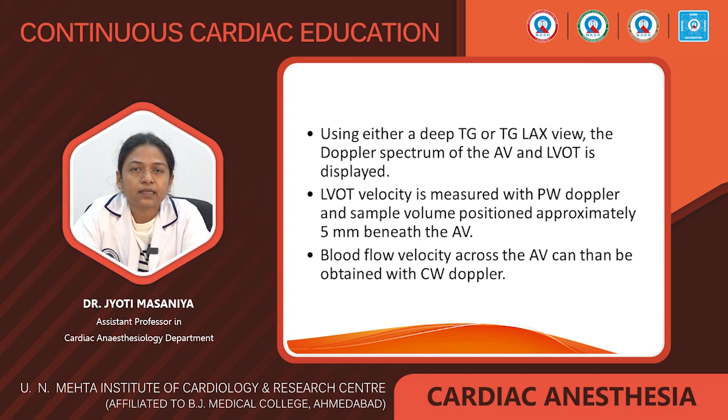Using either a deep transgastric or transgastric long axis view, the Doppler spectrum of the aortic valve and the LVOT is displayed. LVOT velocity is measured with the pulse wave Doppler, with the sample volume positioned approximately 5 mm beneath the aortic valve. Blood flow velocity across the aortic valve can then be obtained with the continuous wave Doppler.